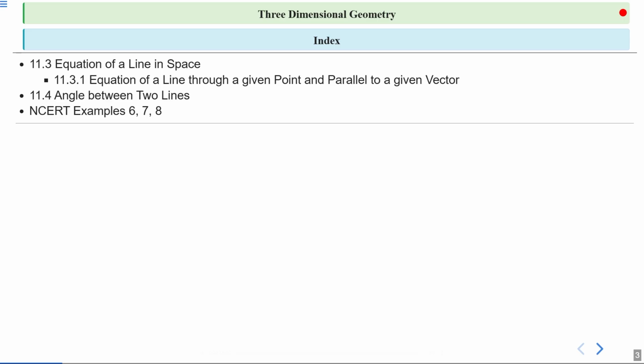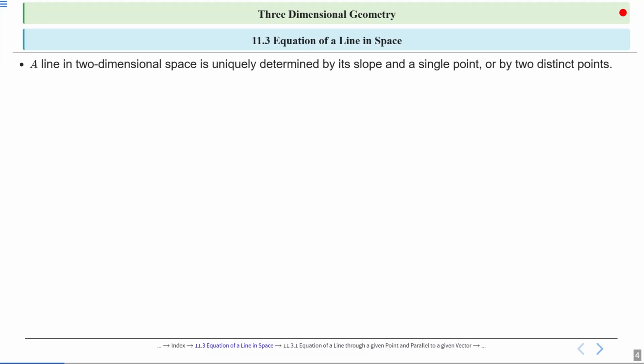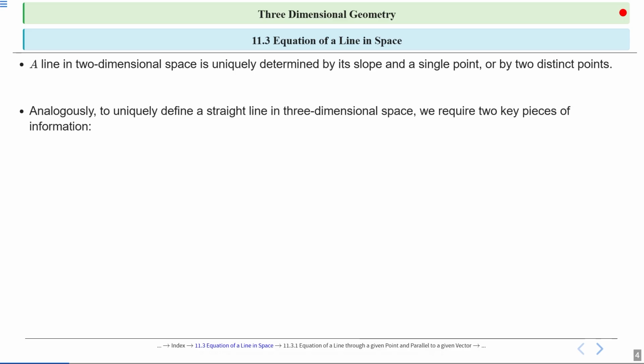So let's start today's first topic, 11.3, equation of a line in space. Line in 2D: a line is uniquely determined either by its slope and a single point or by two distinct points. To uniquely define a straight line in 3D, we also need two key pieces of information just like in 2D, but the specifiers are a bit different. So let's look at what those are.